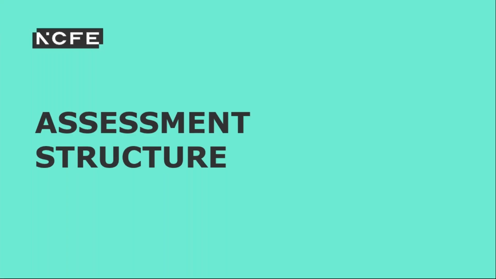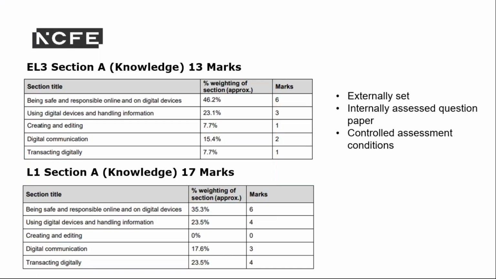We'll now take a look at the assessment structure. The assessment consists of 2 components. So you've got section A, which is the knowledge, and section B, which will be the skills. So you can now see the percentage weightings for the entry level 3 and the level 1 for section A, the knowledge section. The assessment is the process of measuring a learner's skills, knowledge and understanding against the standards set in the qualification. And this qualification is externally set, internally marked, and externally quality assured.